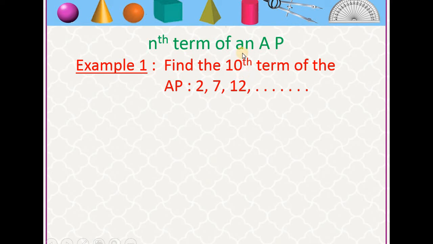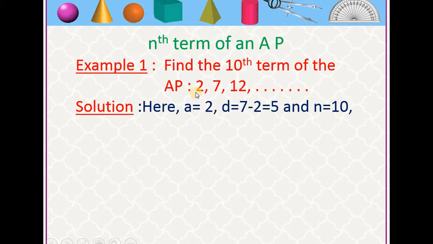In this problem, you have to find the 10th term of this arithmetic progression. Here a is equal to 2, which means the first term is 2. Then what is the difference? d is nothing but the common difference between the terms. Here 7 minus 2 is equal to 5, so the common difference between the terms is 5.